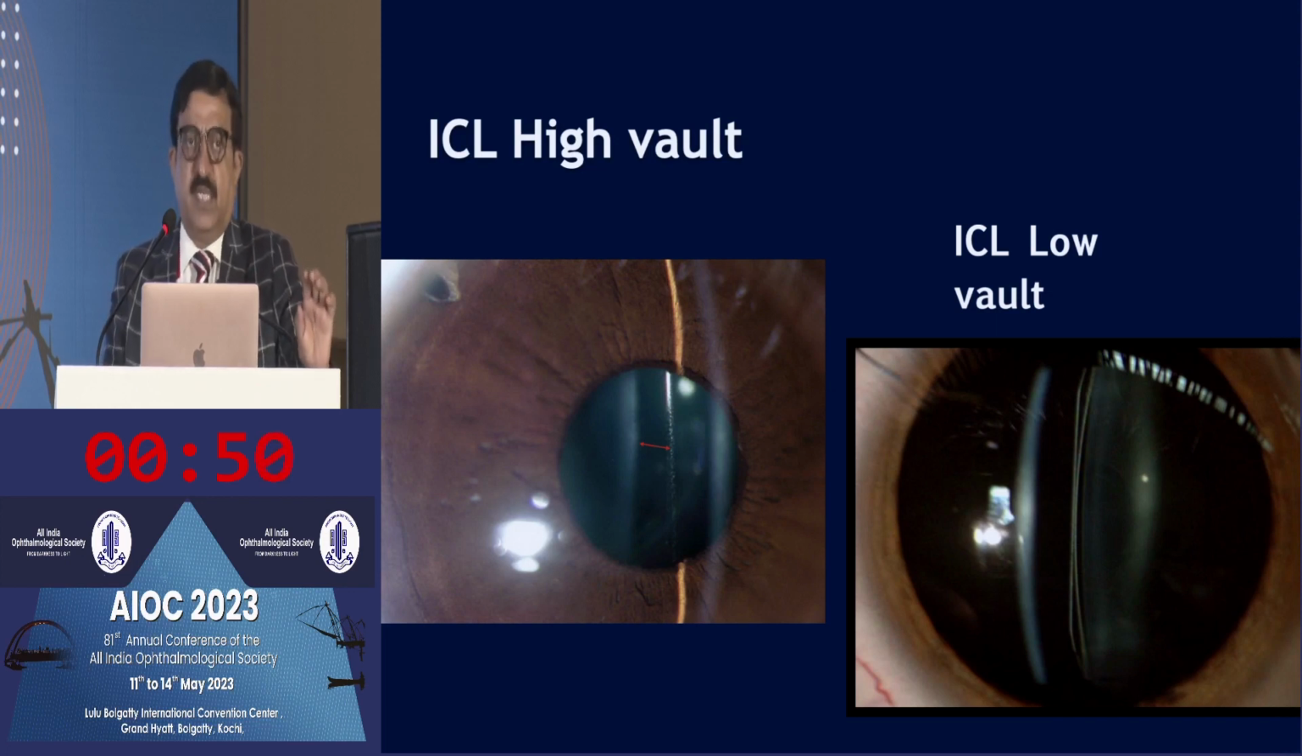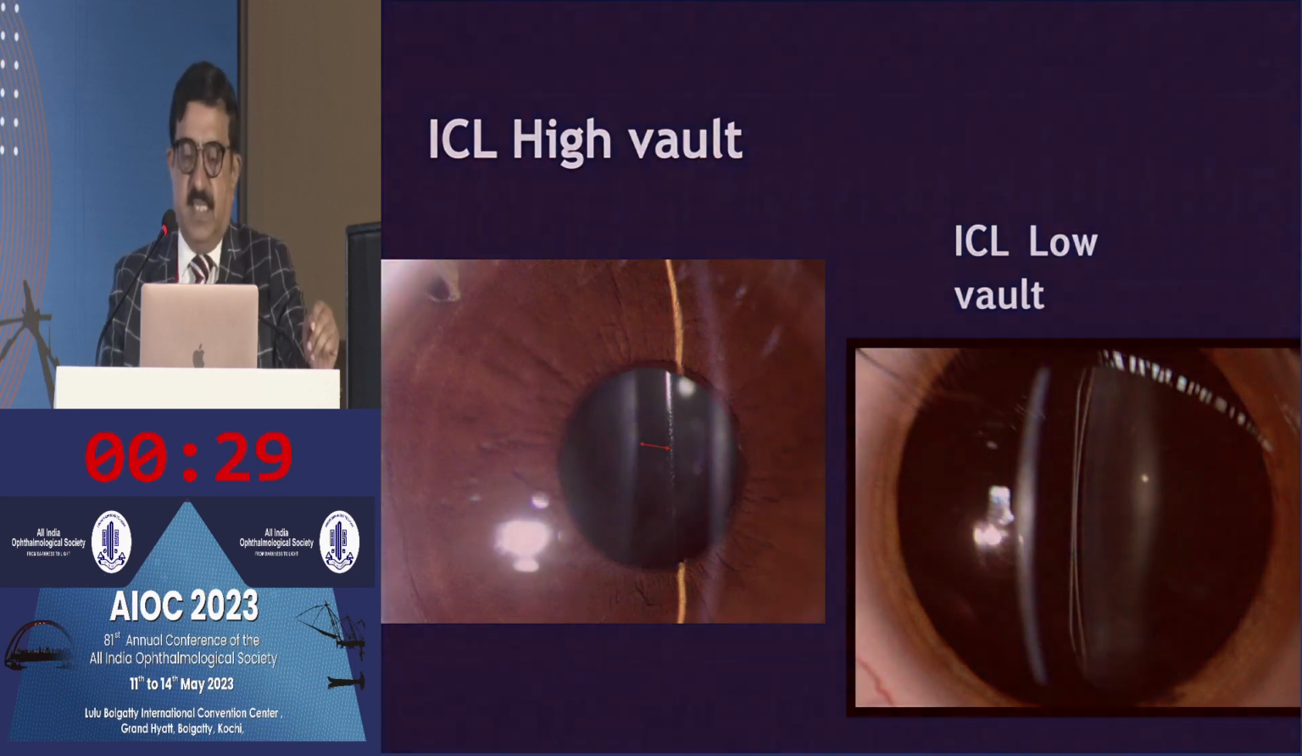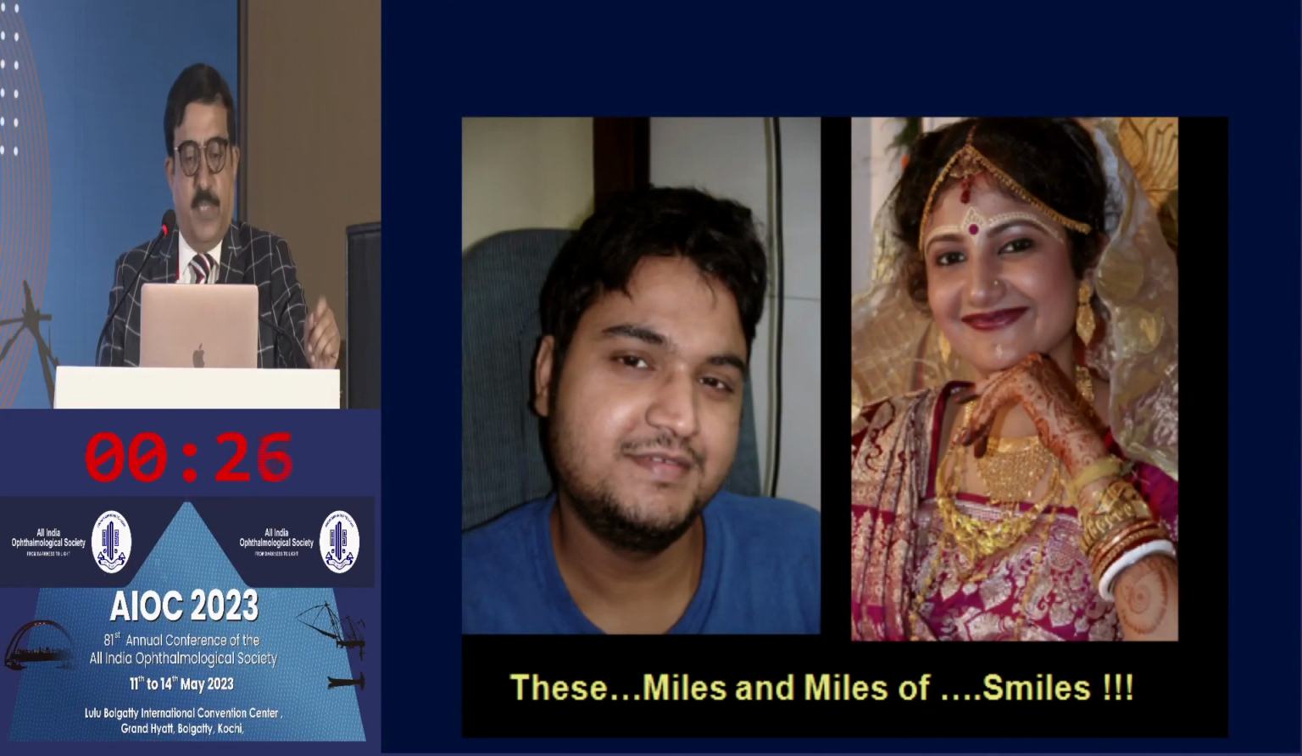So the removal is not so difficult, and it's with the same incision that you can go in. A 3.2 can remove it very well, very atraumatically, and you can put in the correct size of the lens. However, if there is a low vault in the first week itself, less than 100, that means the sizing has not been correct and this has to be replaced. Thank you very much for your patient hearing.